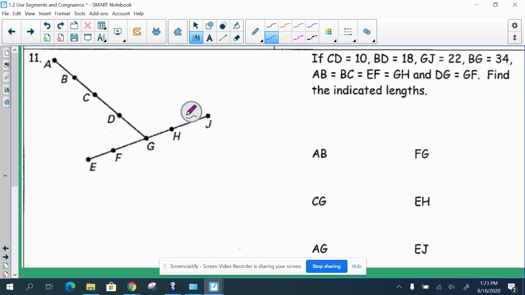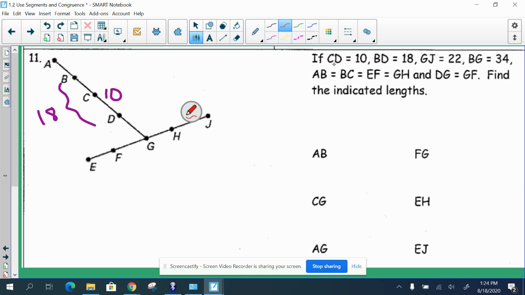Okay, so a little challenge problem here. This says if CD, go ahead and take a minute to copy this example down in your notes. It says if CD equals 10, so CD is 10, BD is 18. Okay, so if you know that BD is 18, now I'm not going to tell you the answers to these ones because I'm going to put this as an exit ticket. Think about what else you know. If you know that BD is 18 and CD is 10, think about what else you know.